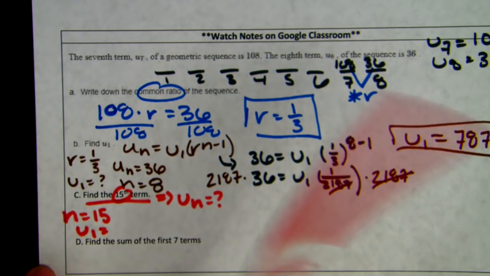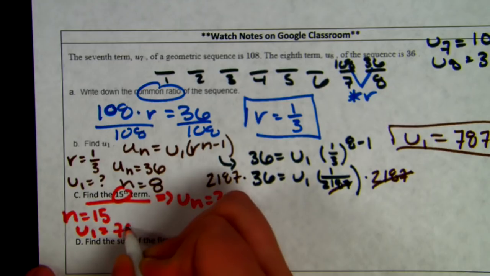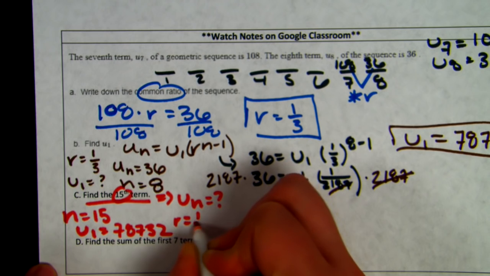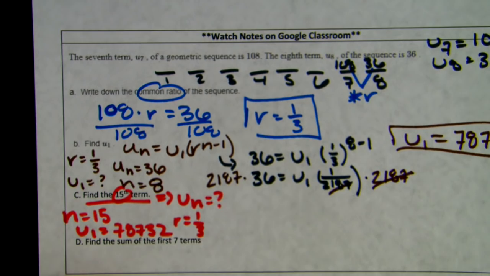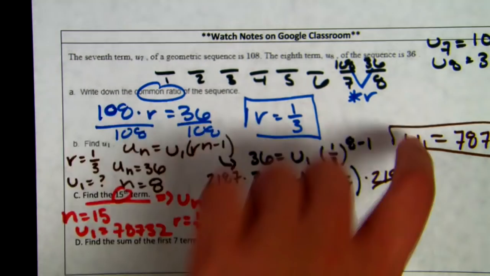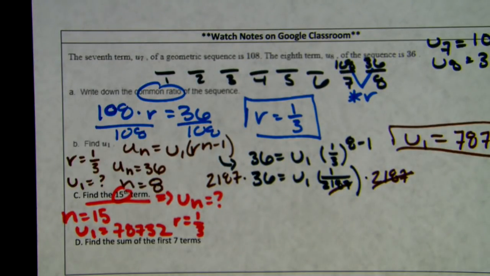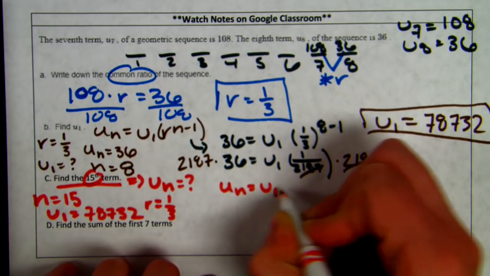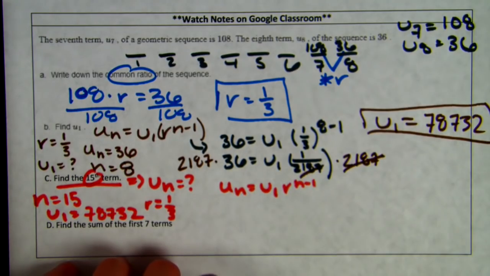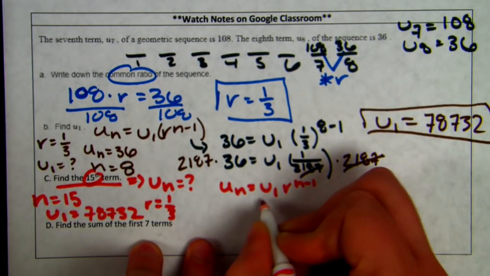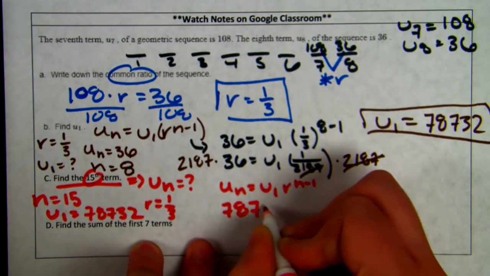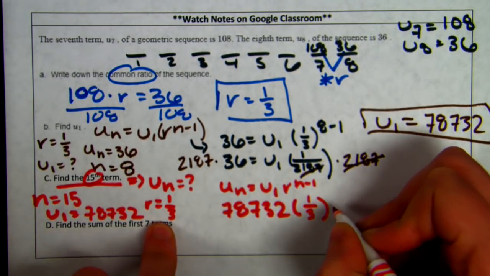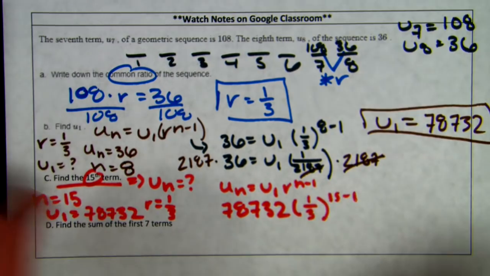My first term is what I just solved for above, which is 78,732. And my common ratio is 1/3, which I also solved for above. So I'm taking my answers from part A and part B and using them to answer part C. So UN equals U1 times R to the N minus 1. I don't know UN. I do know that U1 equals 78,732 times R, which is 1/3, to the N, which is 15, minus 1.